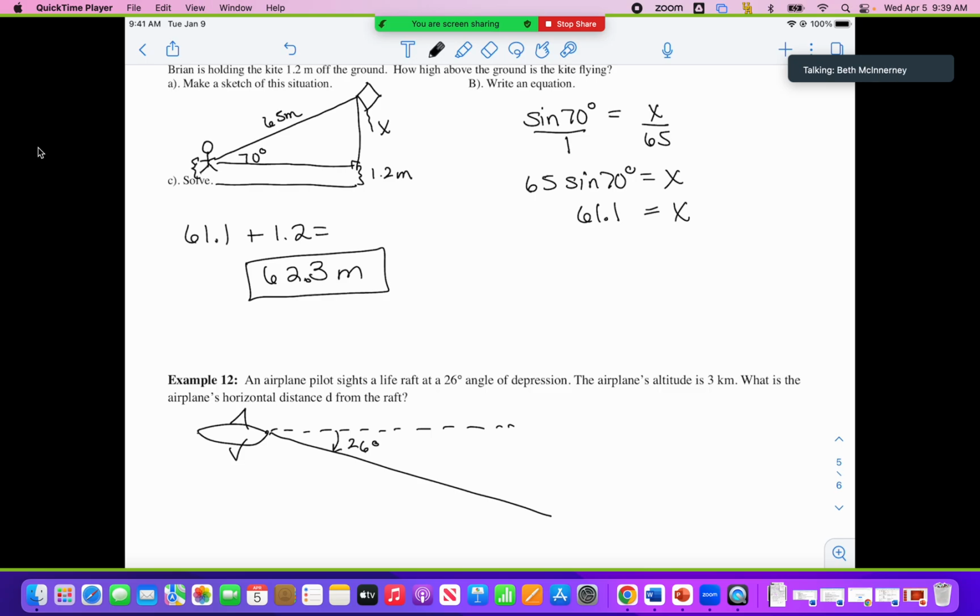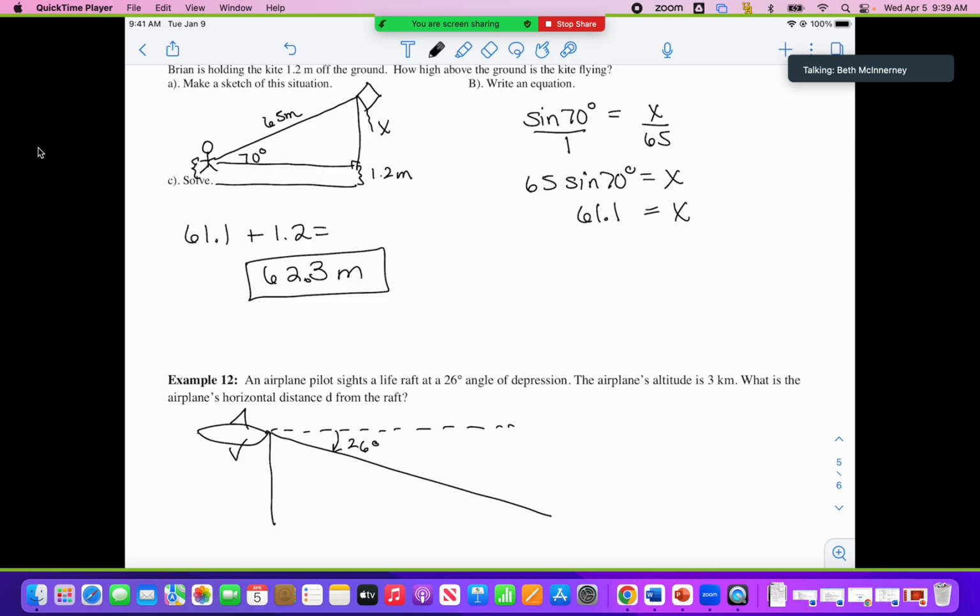It is not the vertical. For some reason, students want to do it to the vertical with angle of depressions. And I'm like, that's not the definition of an angle of depression. Am I being clear? Am I being clear enough? From a horizontal line looking down, that's the 26. It is not ever to the vertical. Okay, it's not ever to the vertical.